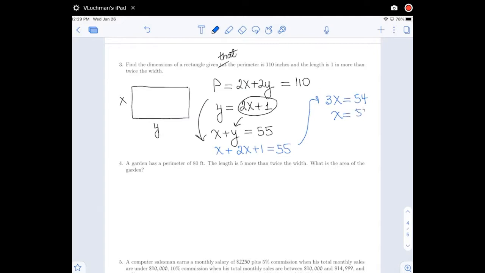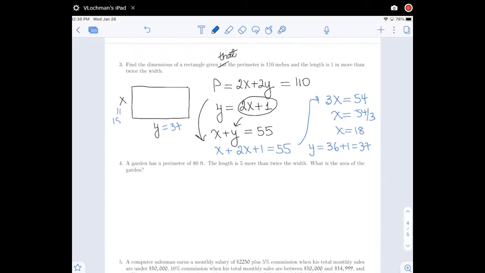Nicely divisible. 54 divided by 3. What is that? Let me see. 18. Okay, so x is 18. All right, so that's my x. What about y? y is twice that. That's 36 plus 1. So that's 37. Let me make sure I'm consistent. So this will be 18 by 37.